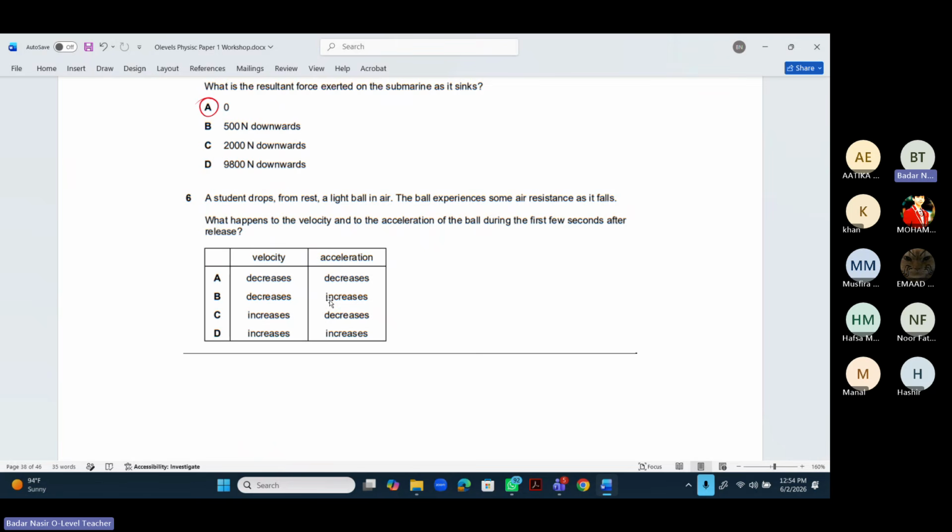A student drops from rest a light ball in air. The ball experiences some air resistance as it falls. What happens to velocity and to the acceleration of the ball during the first few seconds after the release? So velocity increase होती है और acceleration decrease होती है क्योंकि air resistance जो है वो act कर रही होती है. So the correct answer is C.